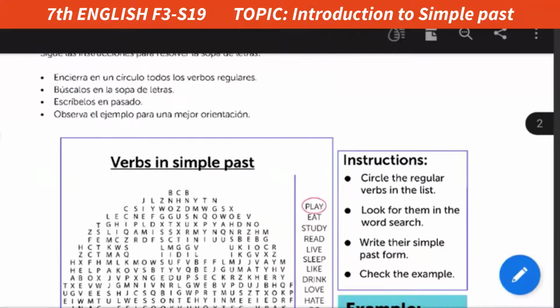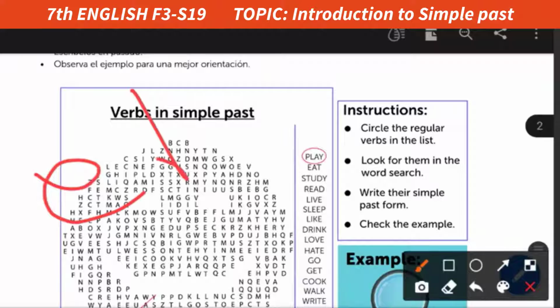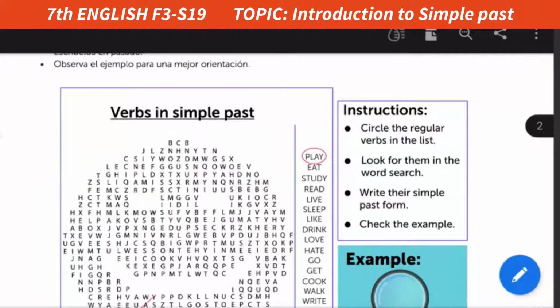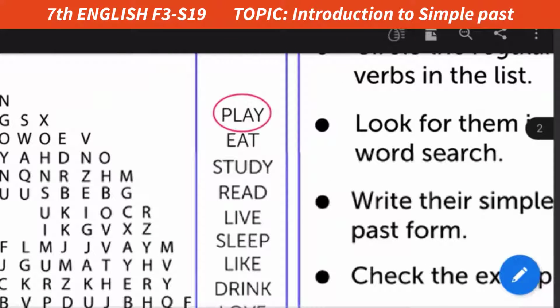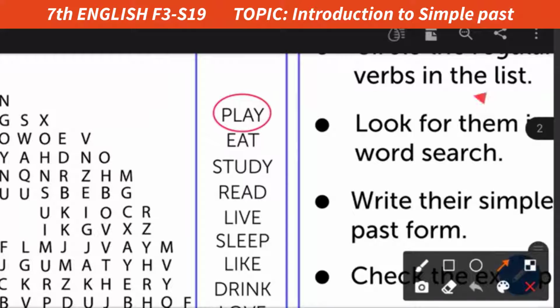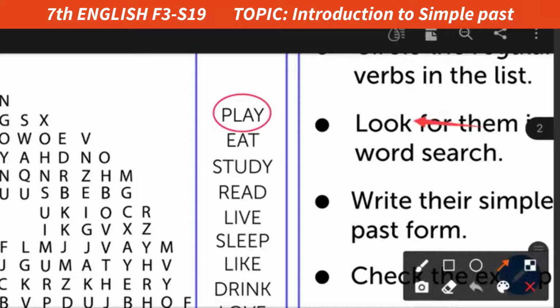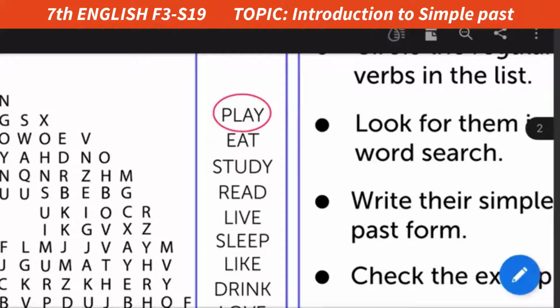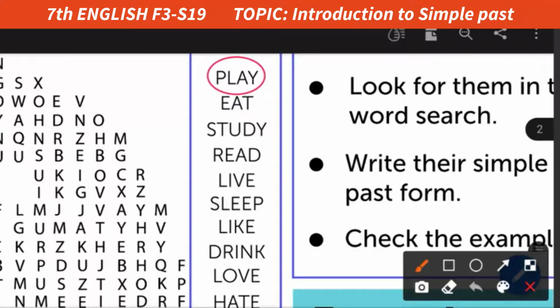¿Cómo saber yo cuáles son los verbos regulares? Sencillo. All regular verbs, they finish in ed. Todos los verbos regulares terminan en ed, en su pasado, in the simple past. Yes? So, circle all those who finish in ed. Encerremos en un círculo, así como está en este example, todos aquellos que terminan en ed. Which ones are those that finish in ed or that are regular? Los que terminan en ed o que son regulares.